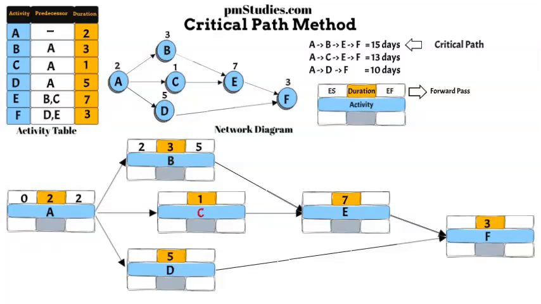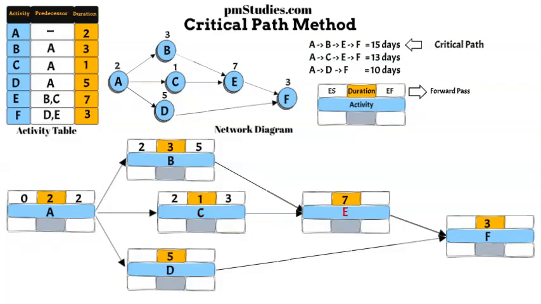Activity E cannot start until both activities, B and C, are finished. Thus we need to compute the ES and EF for activity C first. For activity C, we will bring the EF of its predecessor, activity A, into the ES. The EF will be the ES plus duration, which would result in 3.